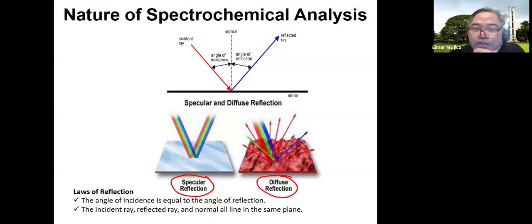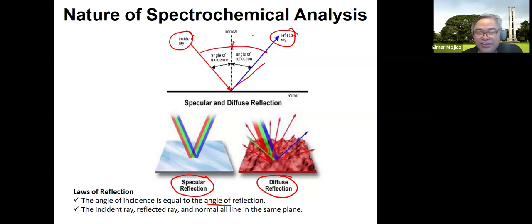You can see how the light bounces off depends on the surface where the light is reflected. The way reflection happens, this is the incident ray, it passes through, and then it bounces off. This is the reflected light. We have the angle of incidence and the angle of reflection. Based on the laws of reflection, the angle of incidence is always equal to the angle of reflection. So we expect this angle here to be the same as the angle here. The incident ray, reflected ray, and normal all lie in the same plane. So you can see how these two types of reflection differ from one another.